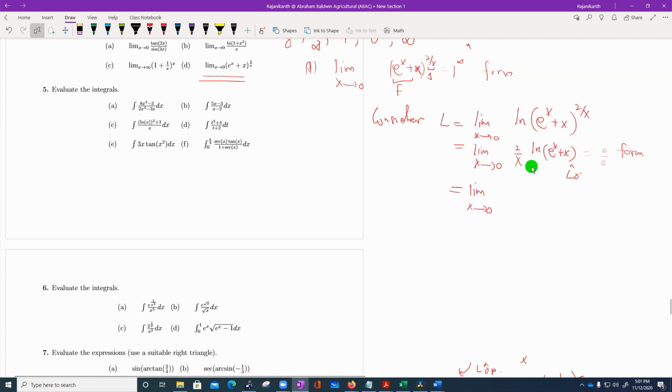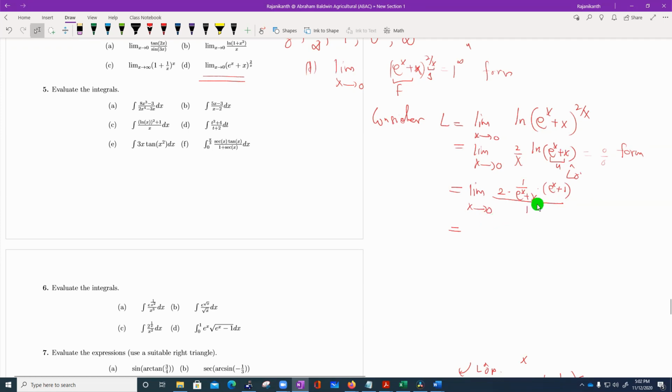So 2 is the common number written here. I'm going to find the derivative of the top, ln. It is 1 over (e to the x plus x) times, I'm using u substitution, u is e to the x plus x. So ln u is 1 over u times u prime, the derivative of the inside function, e to the x plus x, which is e to the x plus the derivative of x, which is 1. Now the bottom: the derivative of x is simply 1.